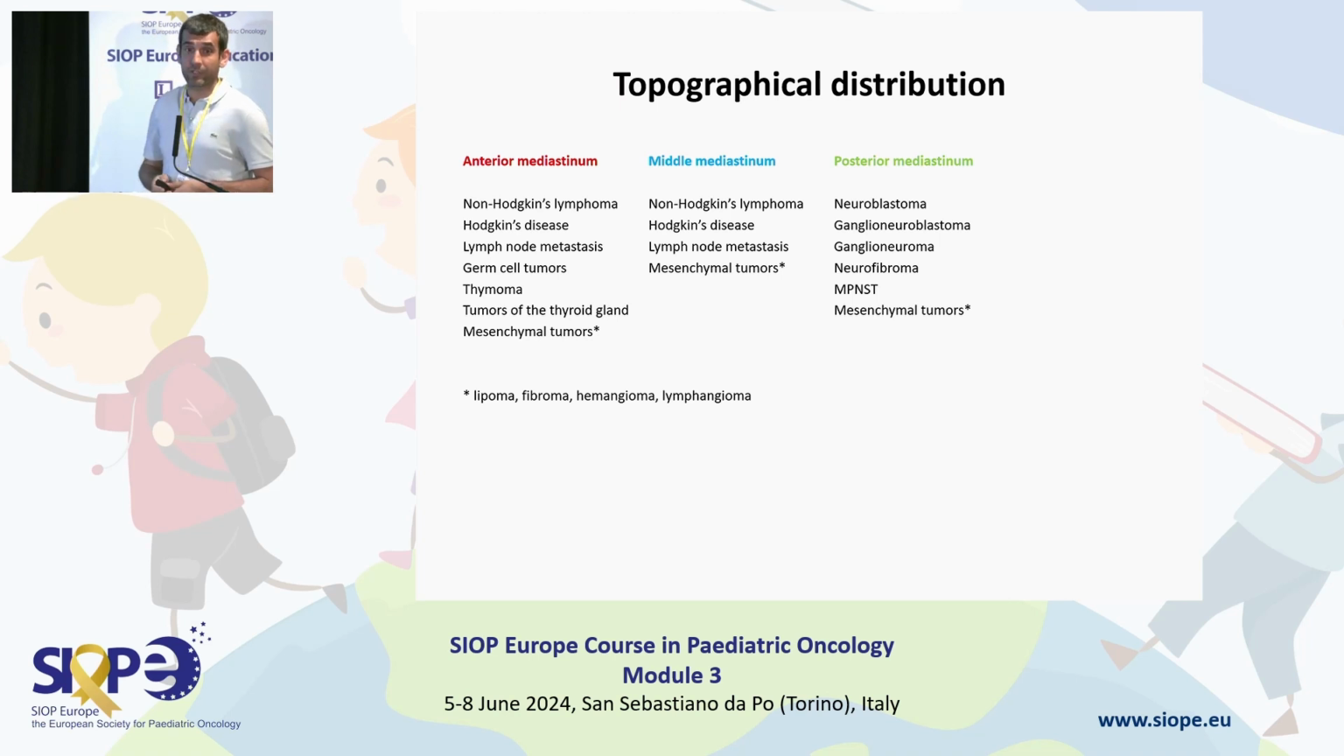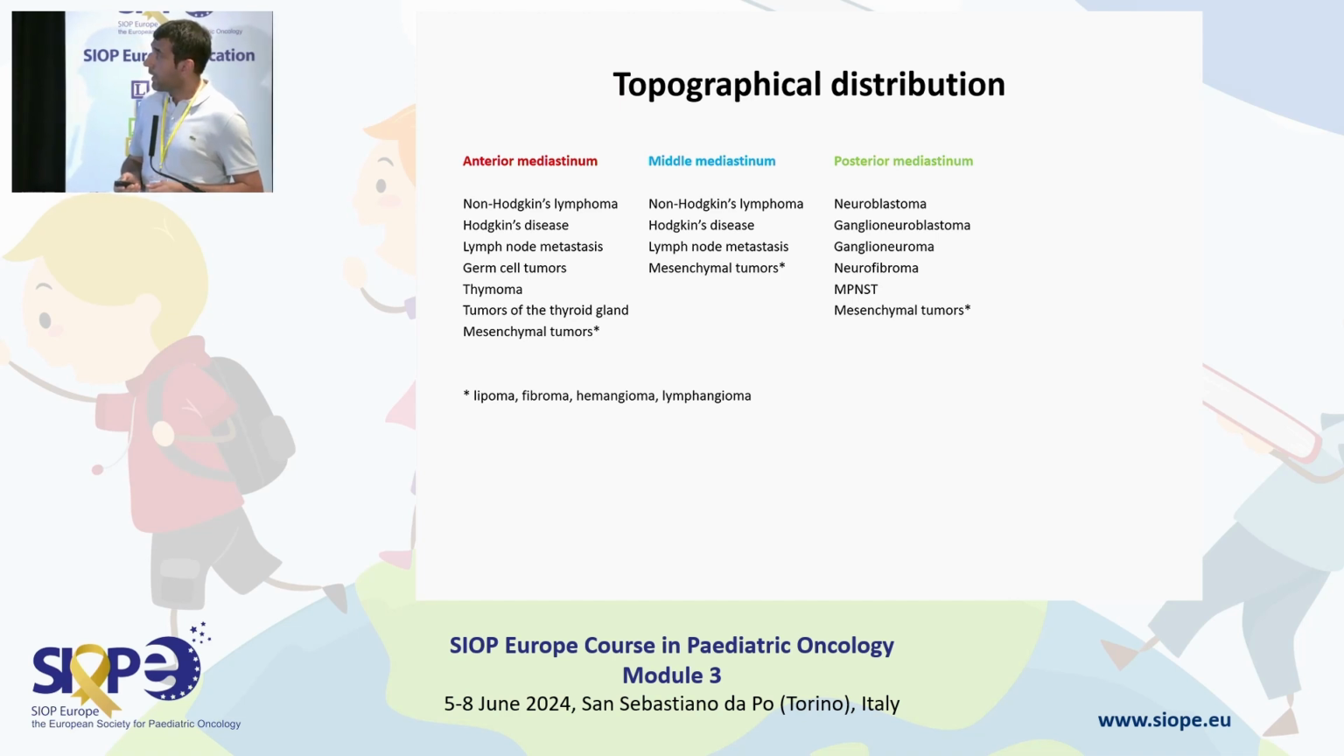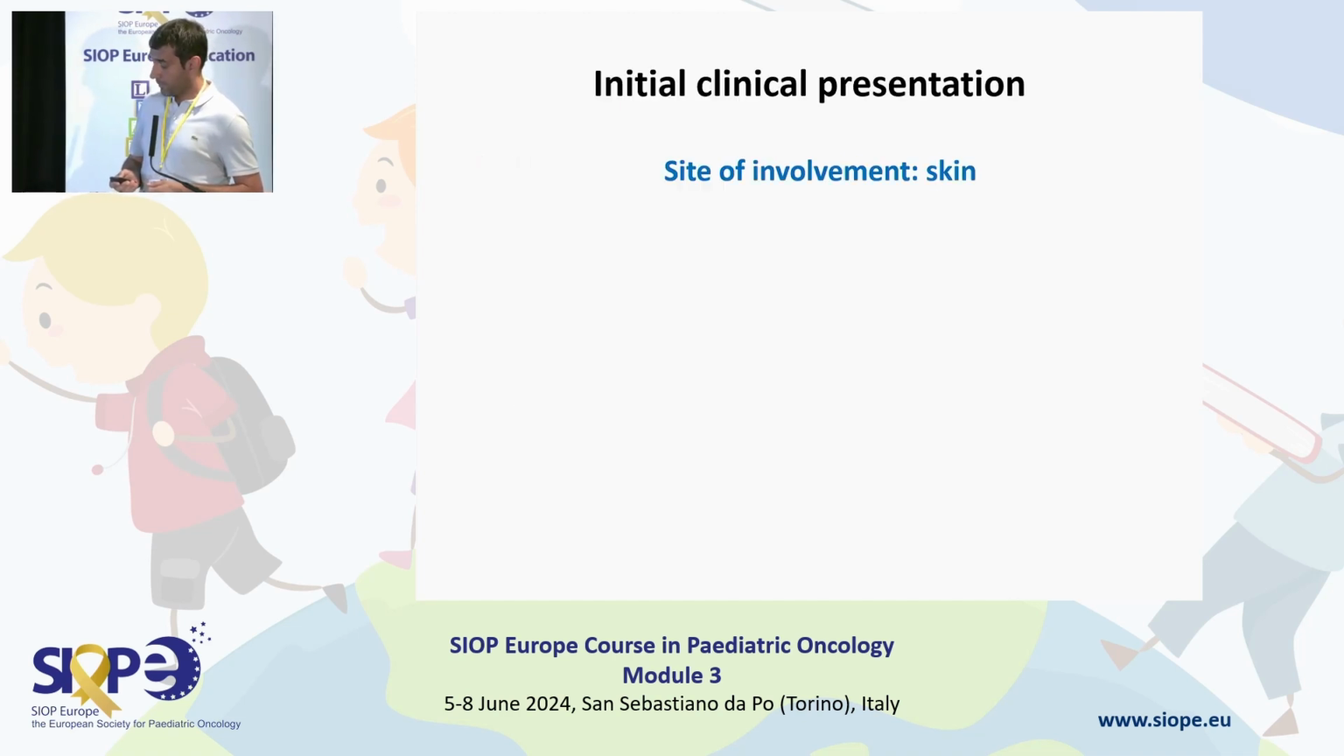What are the differential diagnoses of tumors which arise in the mediastinum, so that you can make a good diagnosis. And that's why it was very important that you mentioned the germ cell tumor markers AFP and beta HCG.